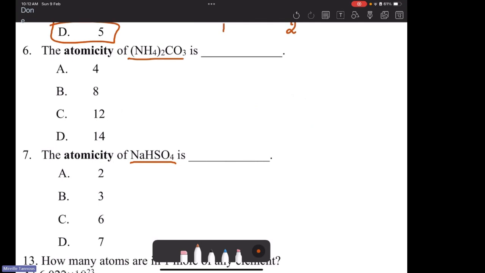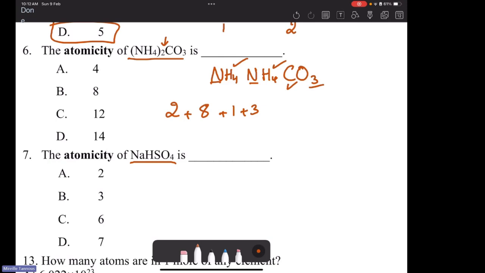Next, ammonium carbonate. Again, I have NH4 twice because there's a 2 written over here, and I have CO3. So what is the total atomicity? We have two nitrogen atoms, we have eight hydrogen atoms, we have one carbon and three oxygens. So that is 14. Now, if they are asking us about the atomicity of ions in this ionic compound, that's how you do it.